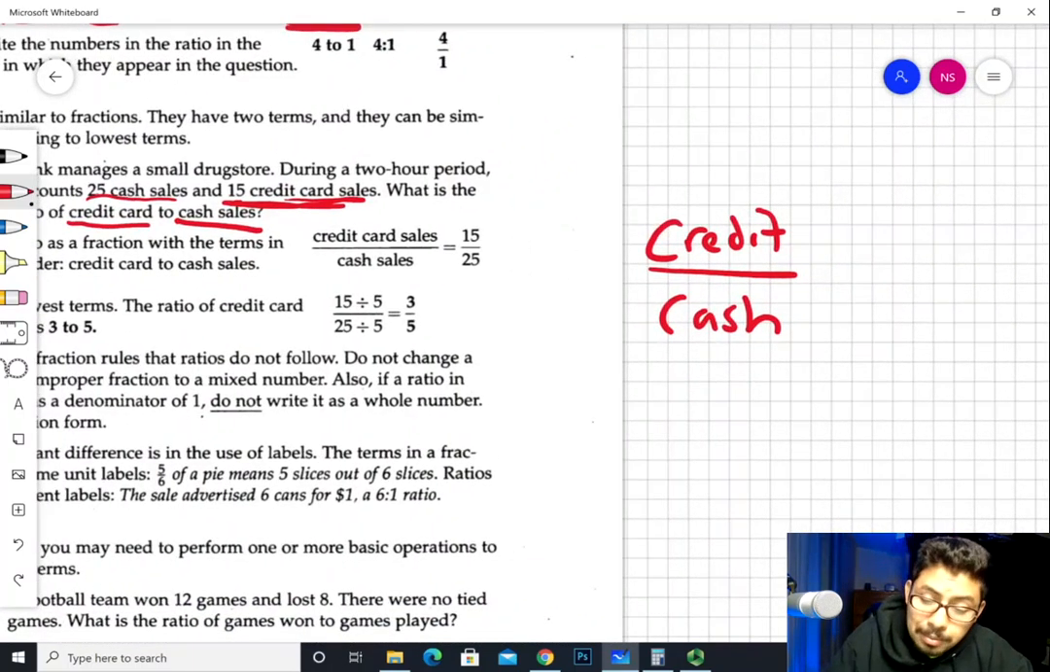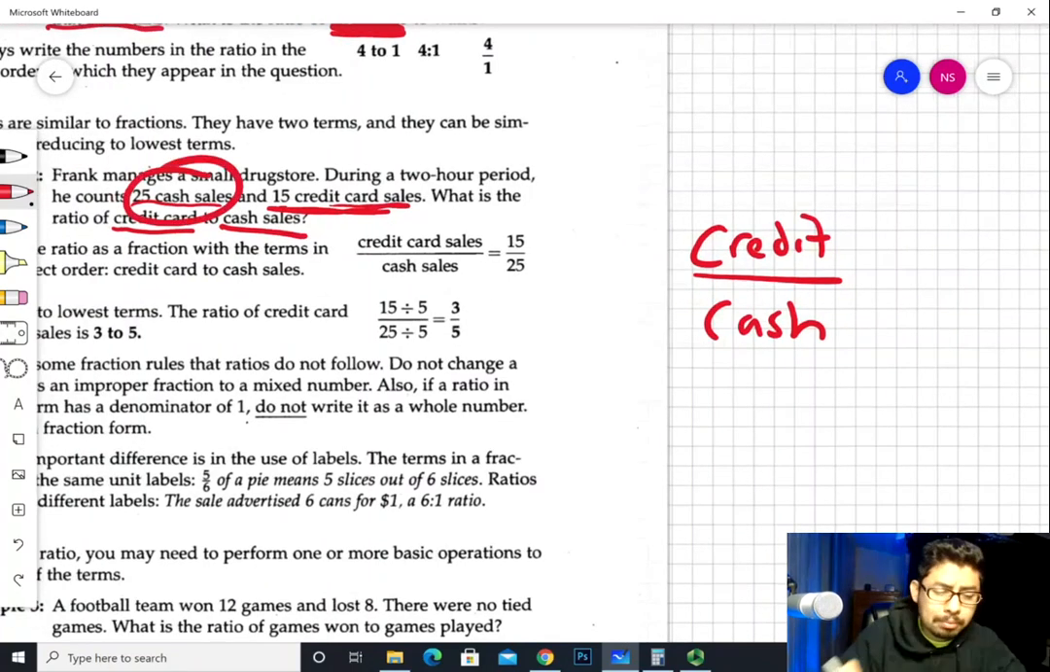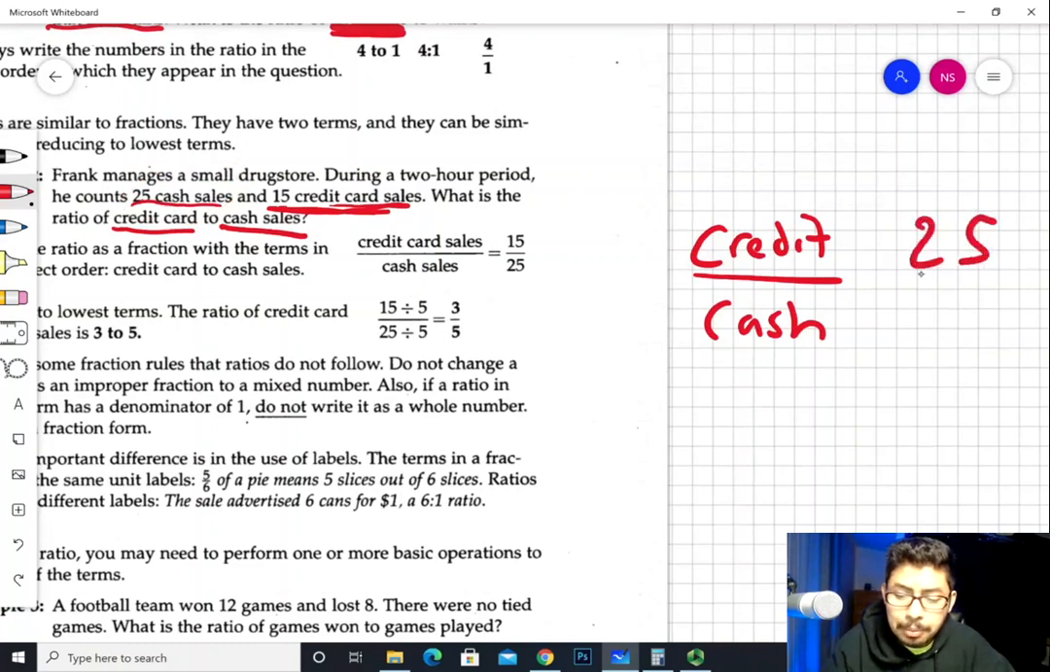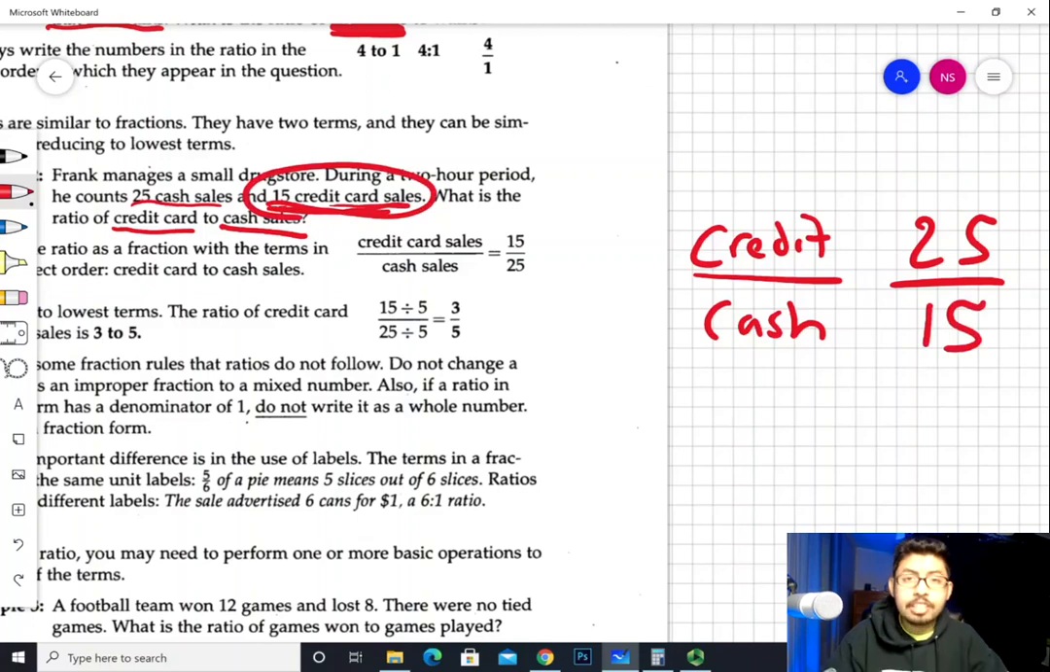This is where the students make the mistake. They, for some reason, see the 25 cash sales come first in the word problem. So they just immediately put it up here, and then they put the 15 for credit card sales down below, and then they're just like, oh yeah, I'm done. Move on. You're wrong. Don't get tricked by the problem.